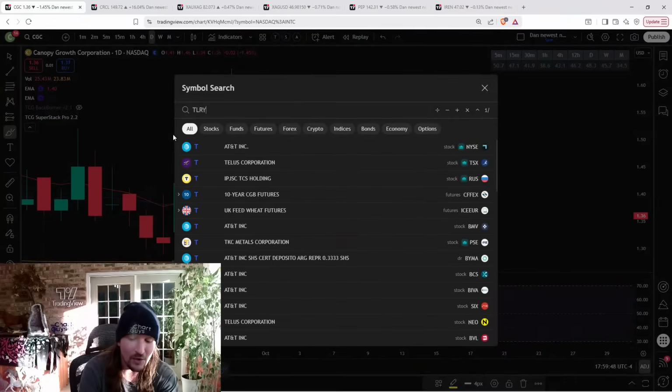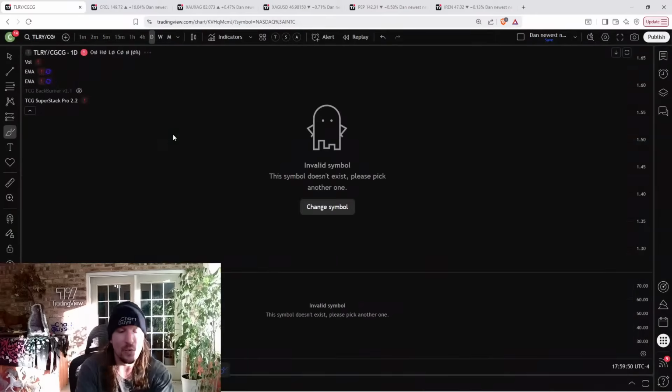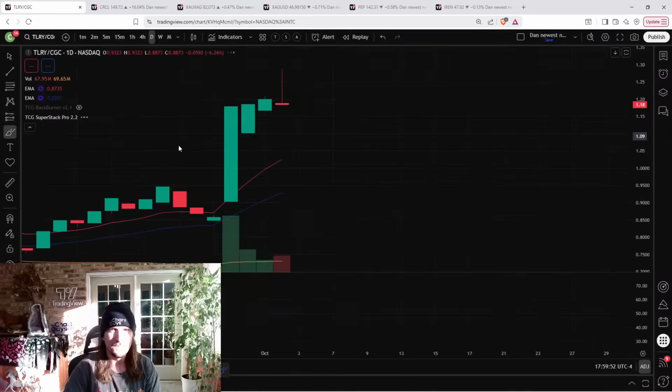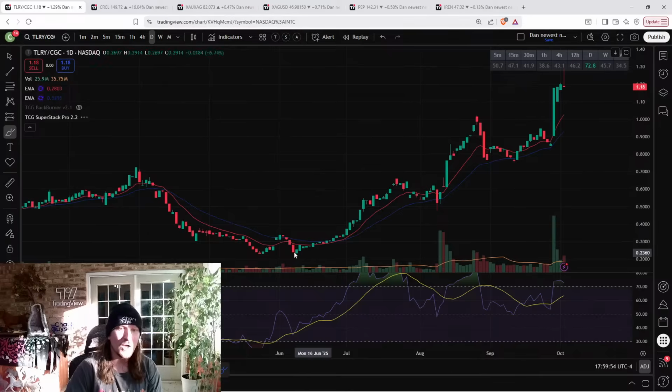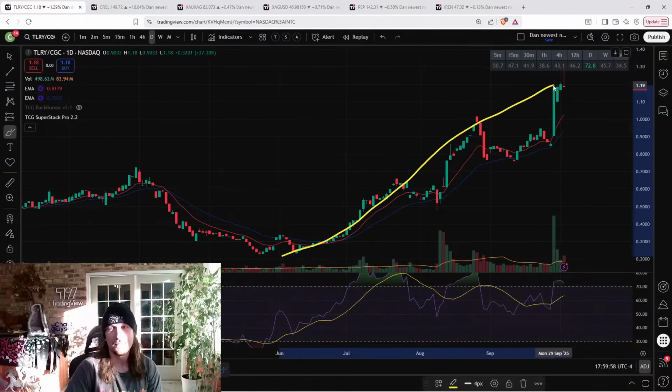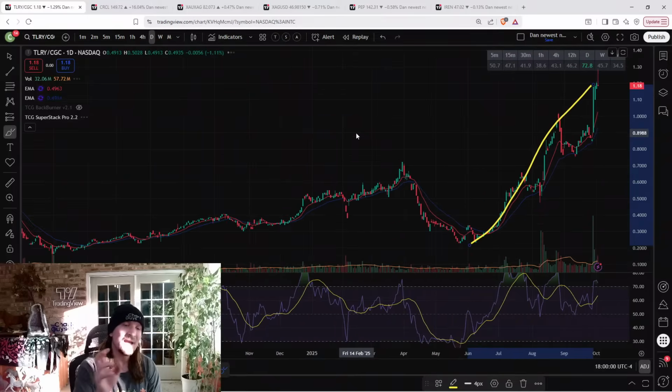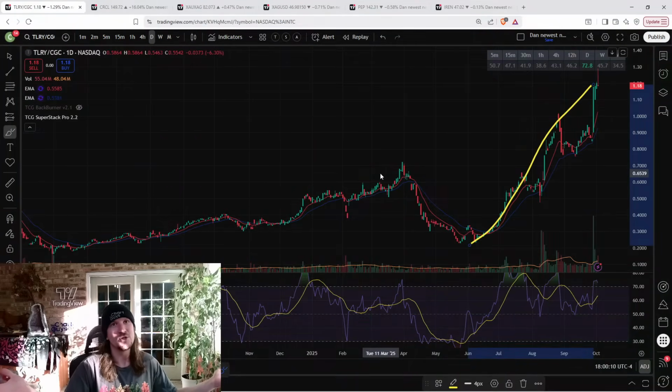Look at TLRY divided by CGC. Where should my money be? TLRY has been outperforming CGC for 4 months in a row. And any cannabis stock that you measure against CGC is going to be doing that. It can change, but again, I'm not going to buy something and hope for the pattern to change. I have to see that the pattern is changing and then react to it.